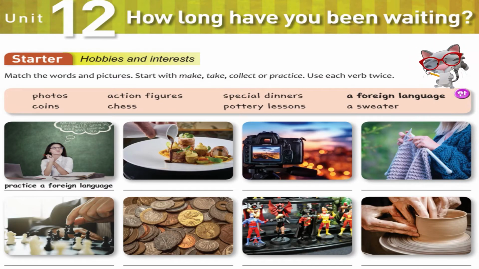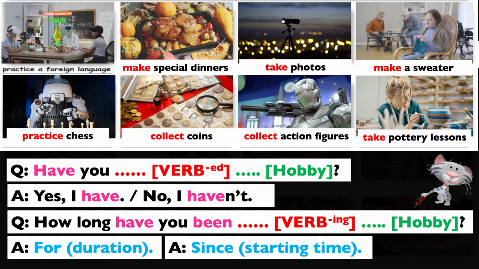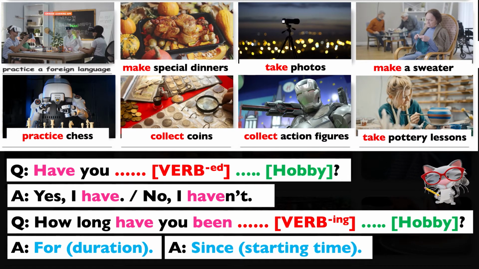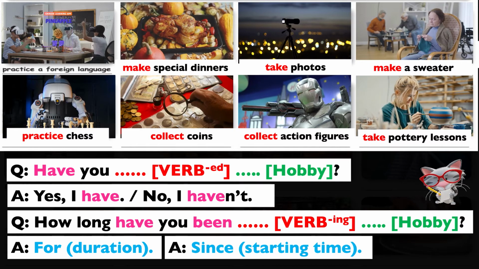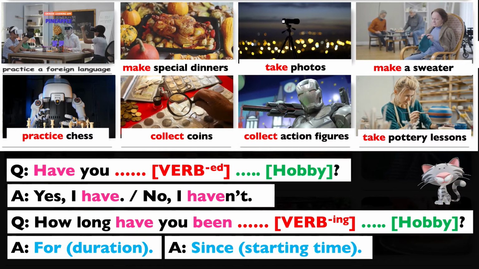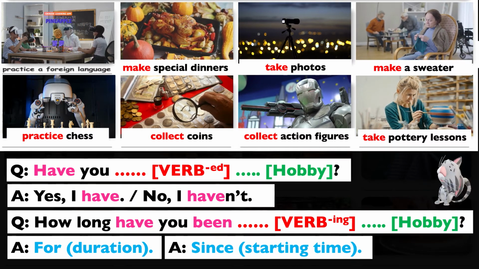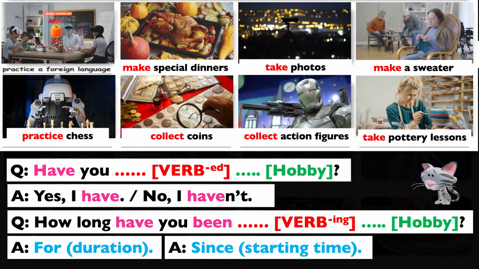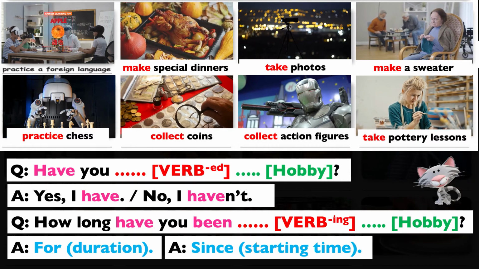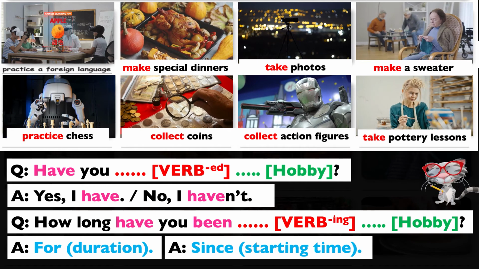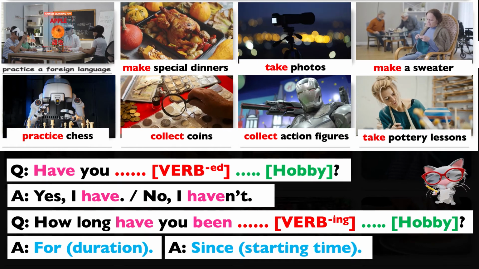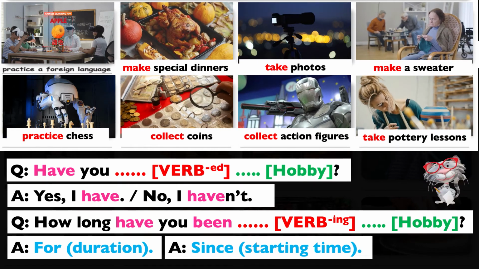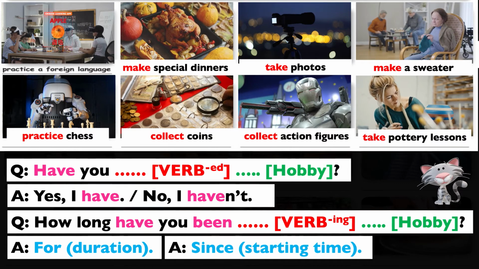Well, that's Unit 12. That's the starter, and we've covered the grammar in it quite extensively. So the idea is now you practice with a partner. So you have the example questions. Have you plus the verb plus ed a hobby? Yes, I have. No, I haven't. How long have you been plus verb plus ing that hobby? For a duration or since a starting date or time.